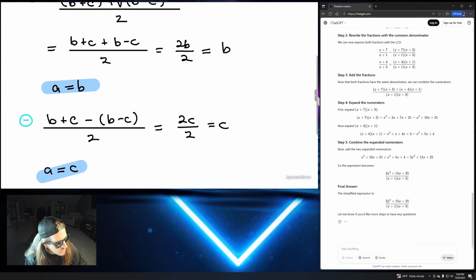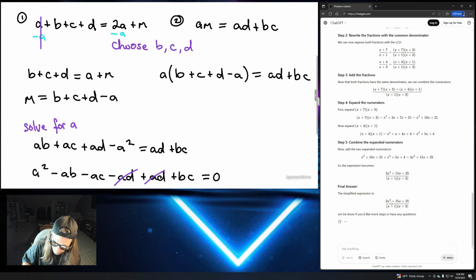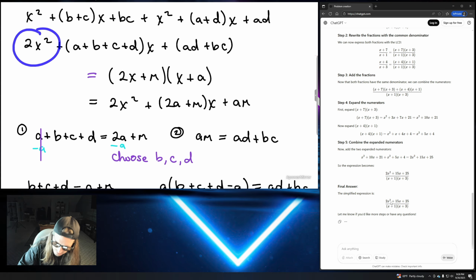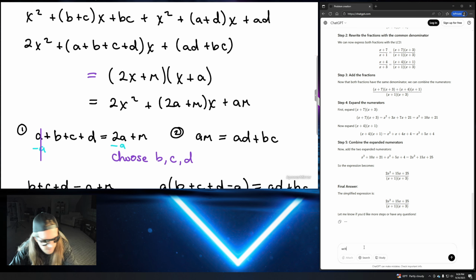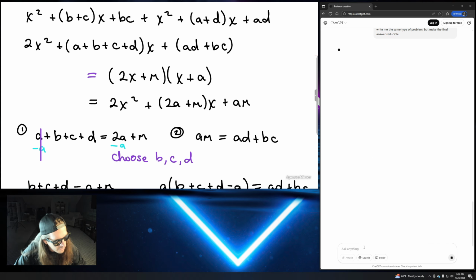Look at that 2x squared right there. You see that 2x squared? That's always going to be there in this type of problem, right? We had that right here, 2x squared. So the first term is always going to be that. But write me the same type of problem, but make the final answer reducible. I want to see how it handles this. I already know that it's impossible. We just proved it.